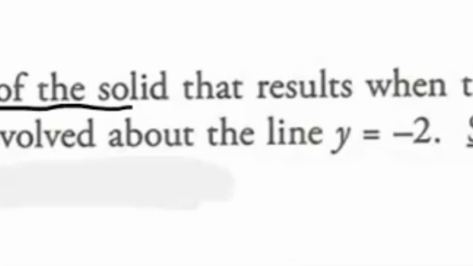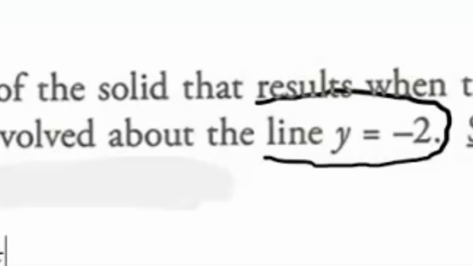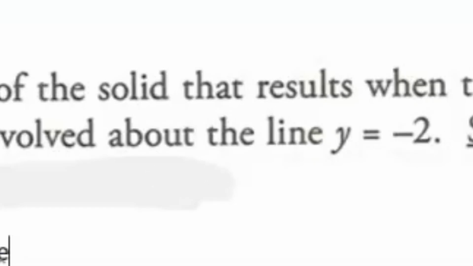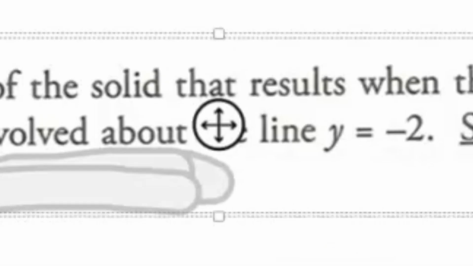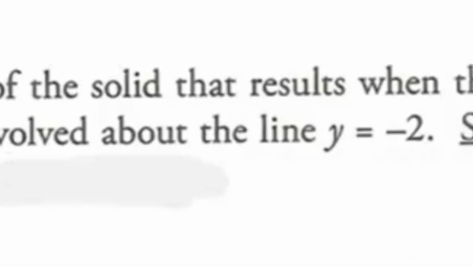So, finding the volume of the solid that results when the area bounded by the curve y equals x square, a parabola, and the line y equals 4x is revolved around the line y equals negative 2. This is very important: it is not revolving around the x or y axis. It is revolving around y equals minus 2.